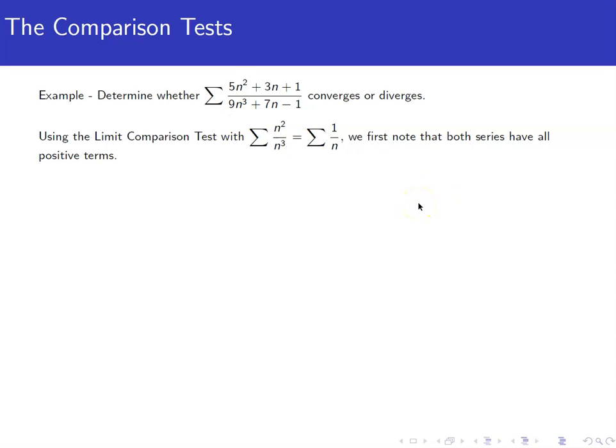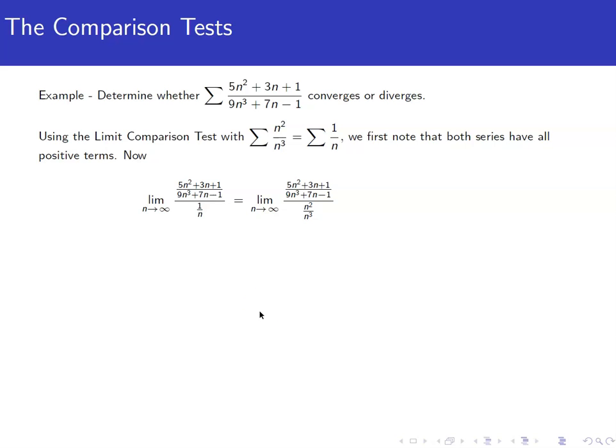All right, so we know that both of these have all positive terms. It's important to make sure that you meet the hypotheses of a series test before you apply the test. The limit comparison test says do the limit of the ratio of the terms. Okay, so we're taking the 5n squared plus 3n plus 1 over the 9n cubed plus 7n minus 1 and dividing it by 1 over n. I want to take this limit.